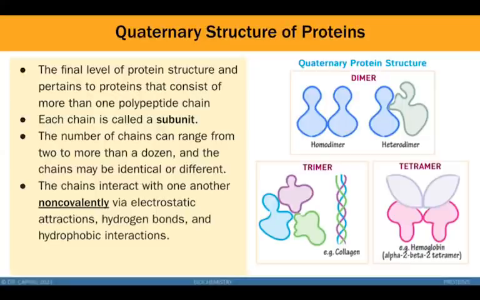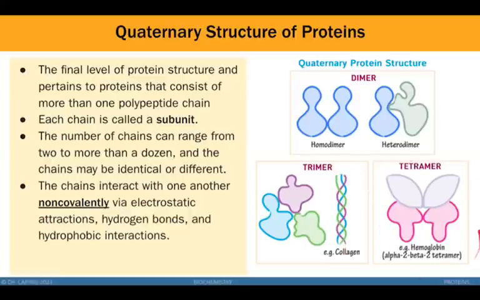But in quaternary structure, it consists of more than one polypeptide chain. So it can be a dimer, meaning it consists of two polypeptide chains. It can be a homodimer, which means that both of them are identical to one another. You also have a heterodimer, which means that the polypeptide chains are not identical, or are different from each other. You have a trimer. An example of a trimer is collagen. It consists of three polypeptide chains arranged into a helix.